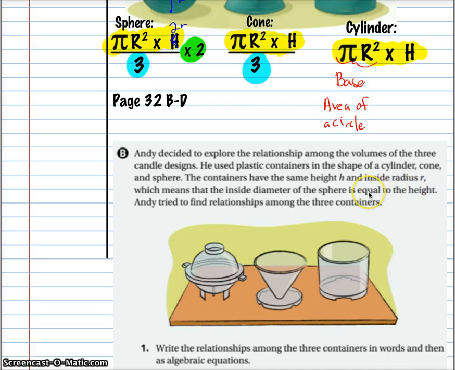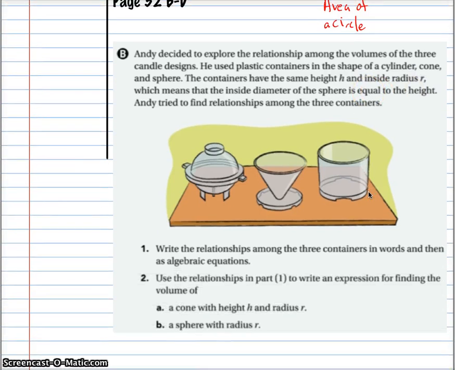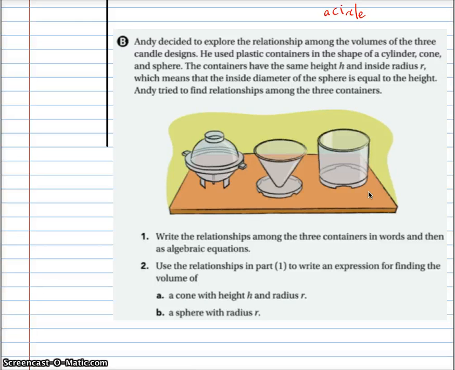And he tried to find relationships among the 3 containers. Number 1, write the relationships among the 3 containers in words, then as algebraic equations. So pretty easy. If you want to write this out on your own, you may. You don't have to listen to me and do it, but here's my explanation. So number 1, and let me shrink this down, it's a little too big.